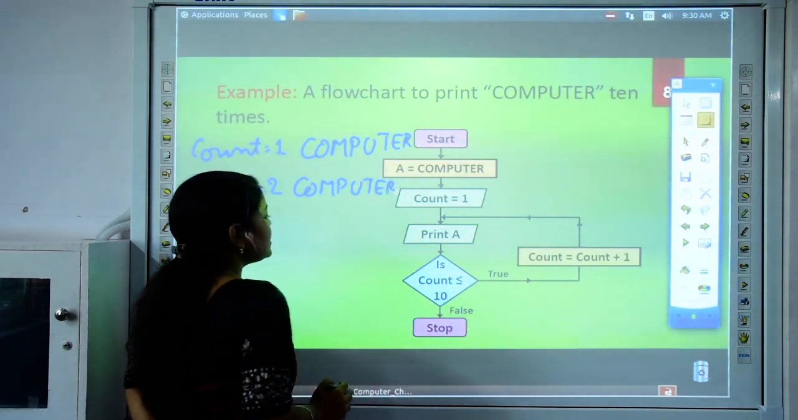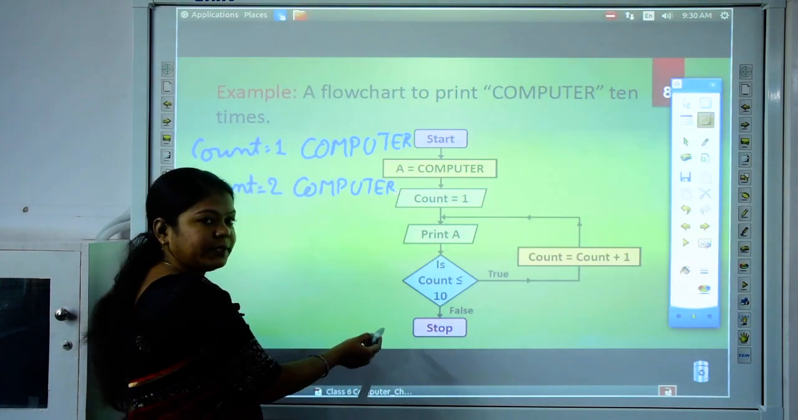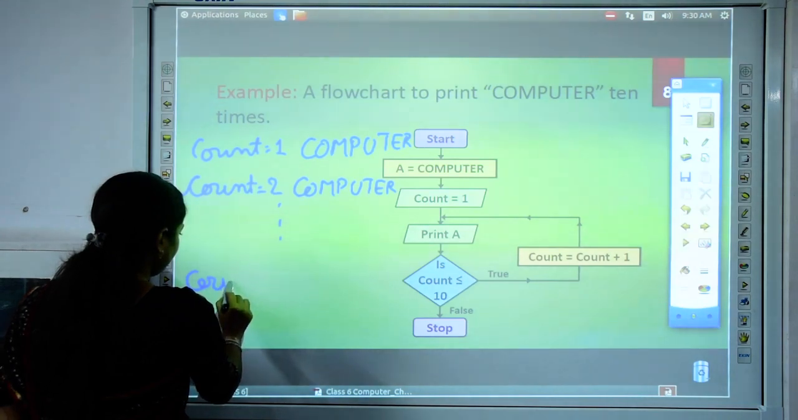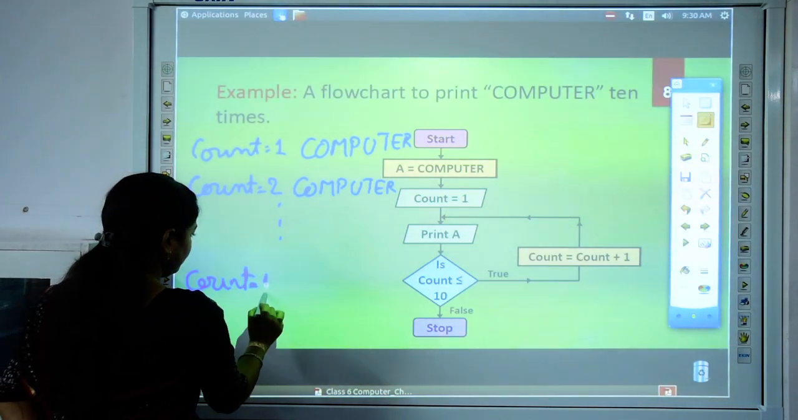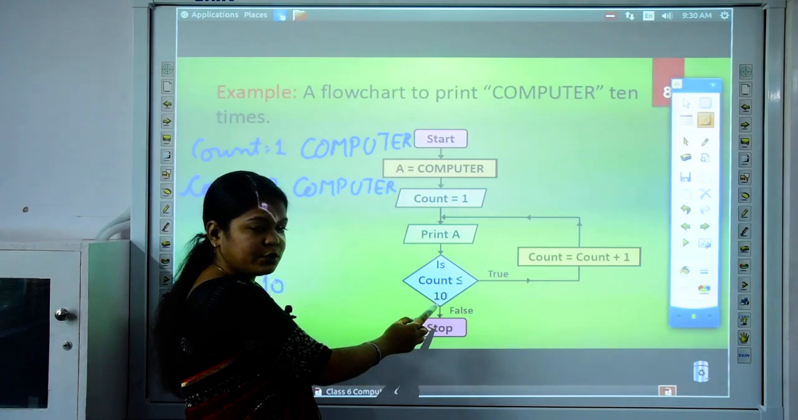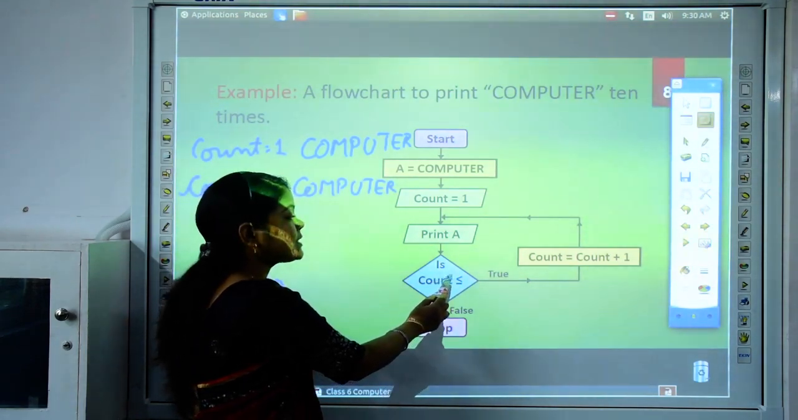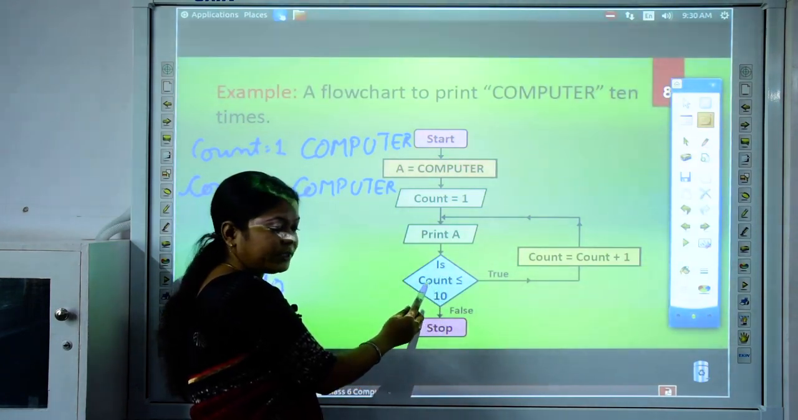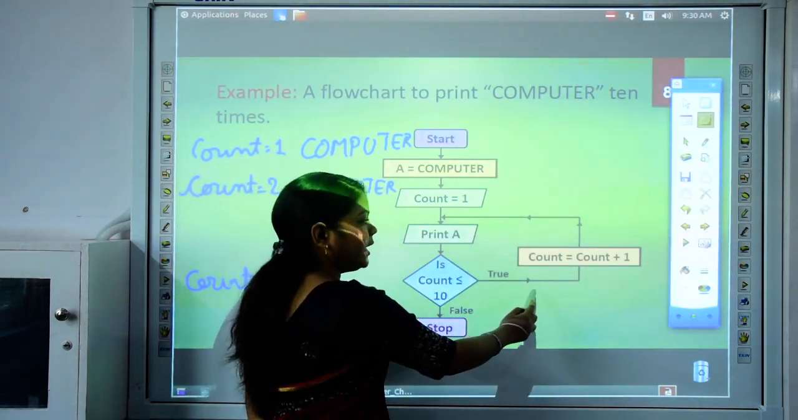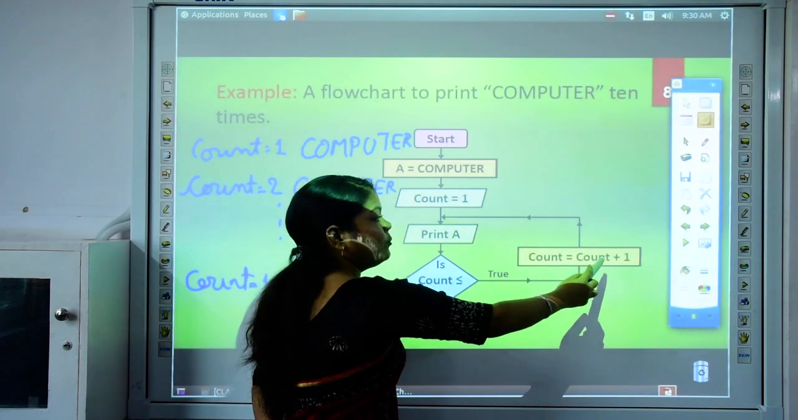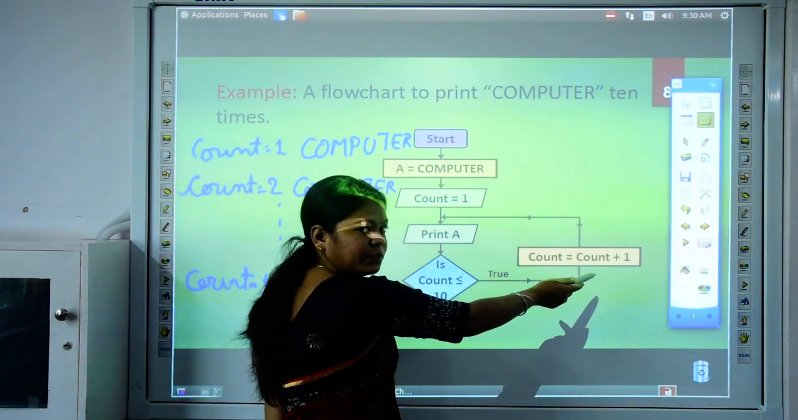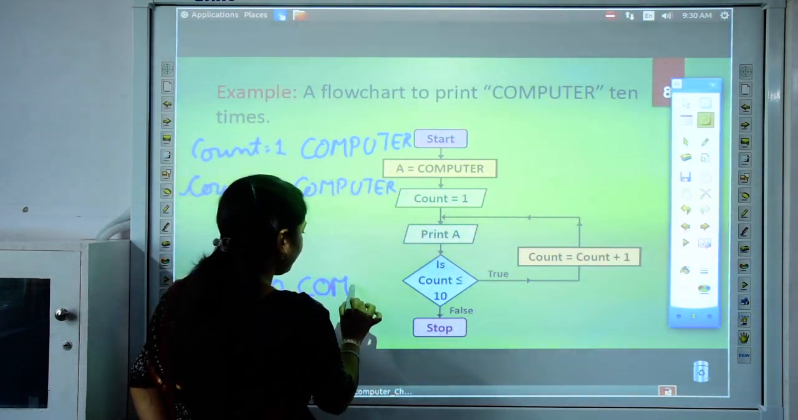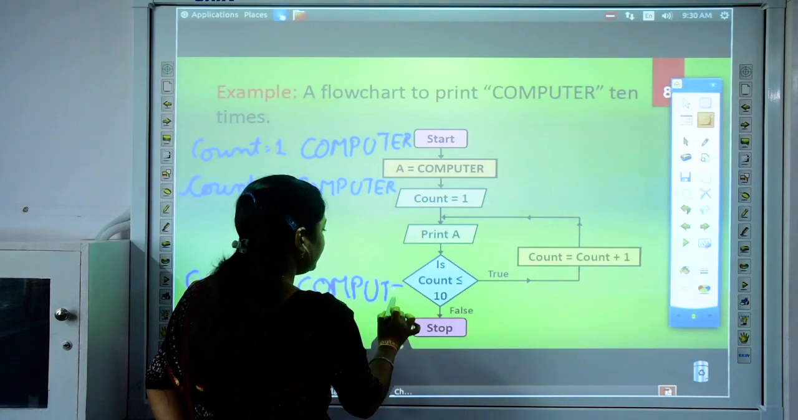This process will be repeated till the count becomes 10. When your count becomes 10, then this condition is also true because the condition is count less than or equal to 10. So this condition is true when count equal to 10, and then we will move to the true part. Here count equal to count plus 1. So 10 plus 1 will become 11, and then print A, it will print computer on your screen, and then again move to the decision box.